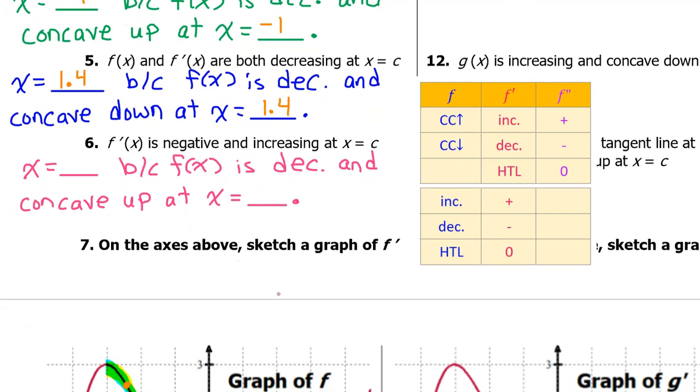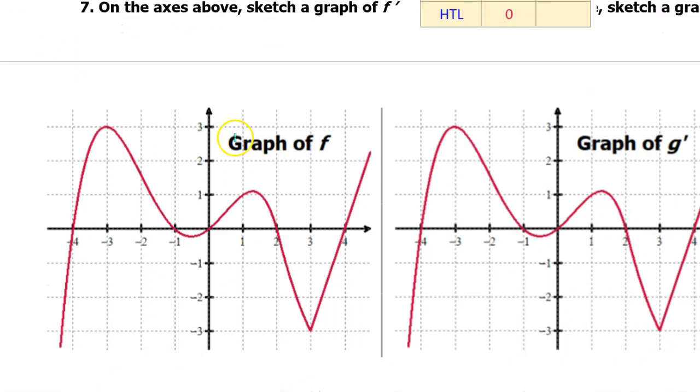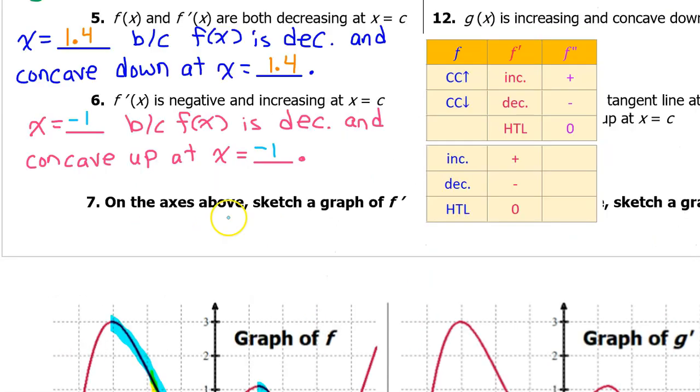Let's look at the graph and find where f is decreasing and concave up. Again, f is decreasing on this interval and this interval. But in addition, f is concave up on this part of the graph right here, and that's it. So we have to pick a value in this little interval. And you know what? -1 is perfect. X equals -1 because f of x is decreasing and concave up at x equals -1.